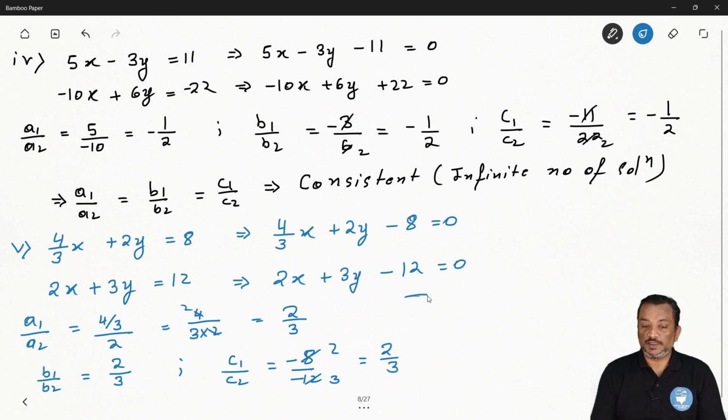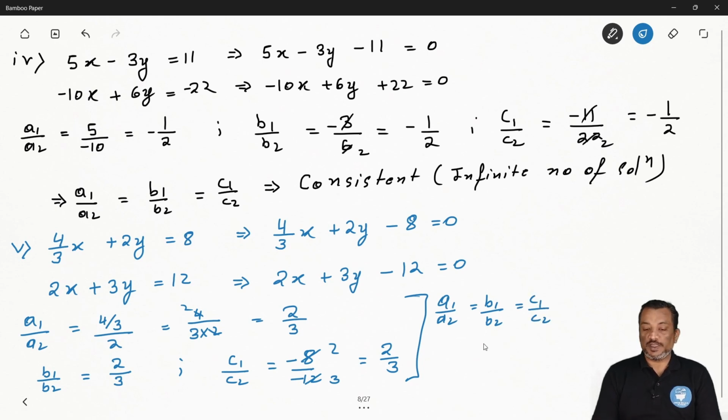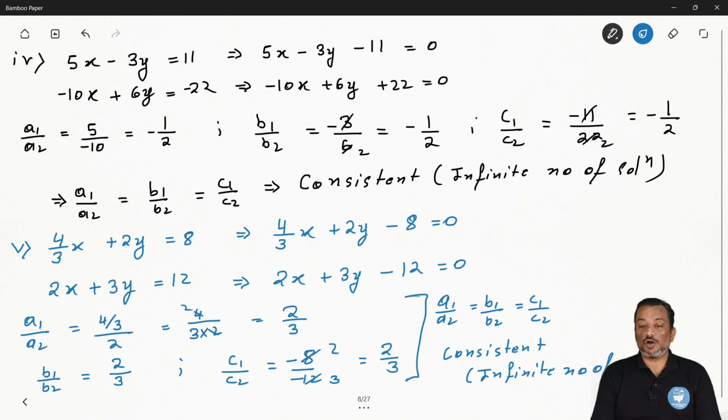So again you can say in this one a1 over a2 is equal to b1 over b2 is equal to c1 over c2, like the previous question. So you can say this is consistent, and they will form how many? Infinite number of solutions. Okay, clear? So hope you are clear with all these 3 questions, because we have solved similar types of 8 questions.